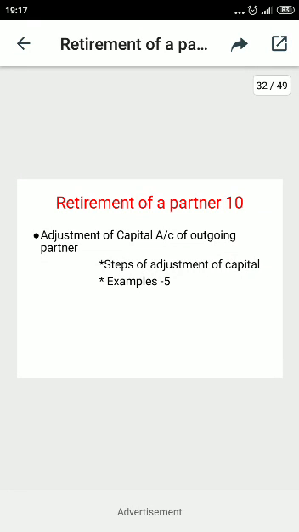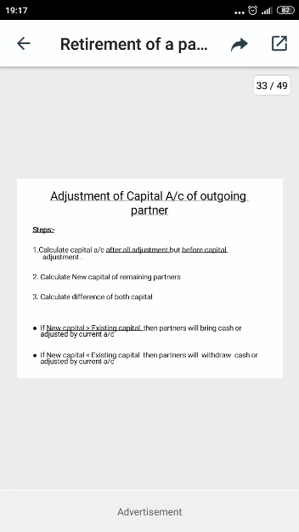This is very valuable content because generally it creates problems for students. So try to understand all these steps associated with the adjustments of capital accounts of the outgoing partners. I am giving you 5 examples also to understand how to calculate the new capital of the partners, because generally problems remain in the calculations of the new capitals. So first, try to understand the steps related to the adjustments.